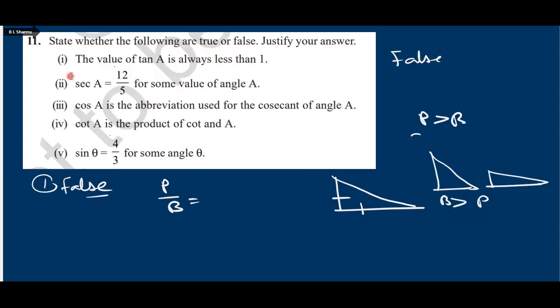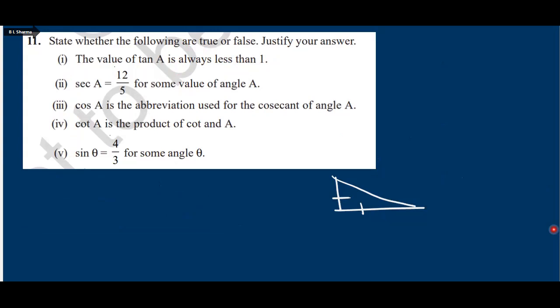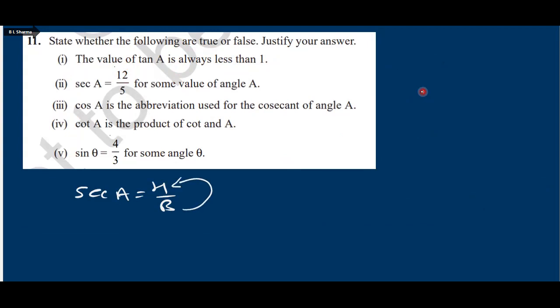Number 1. Second part. See. Sec A is 12 by 15. We know that the value of sec theta is hypotenuse upon base. We know that the value of hypotenuse is always greater than 1. So yes, it is true. Sec A can be 12 upon 15. So second part is true.